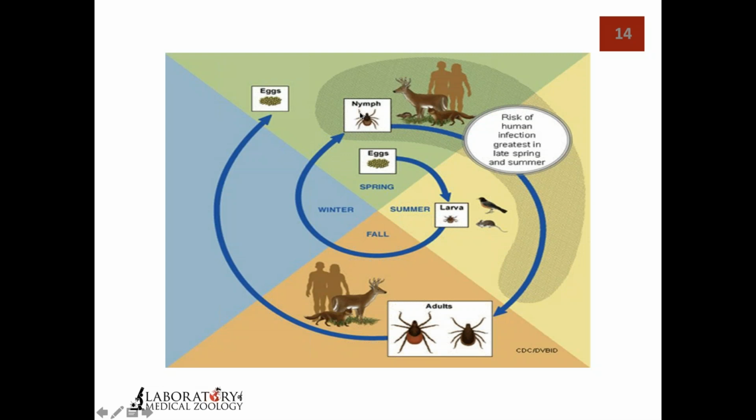These nymphal ticks then go and quest their own blood meal, and they will look for small mammals, or in some cases larger mammals, or in some cases us. And if that larval tick fed on a mouse that was infected with a pathogen, a bacterial pathogen or another germ, that tick can then carry it on as a nymphal stage and then give it to the next host they feed on.